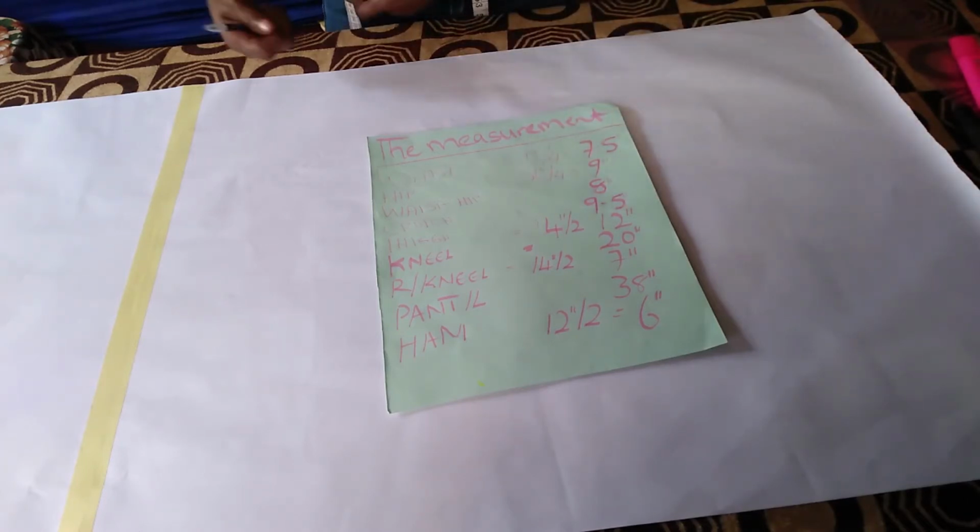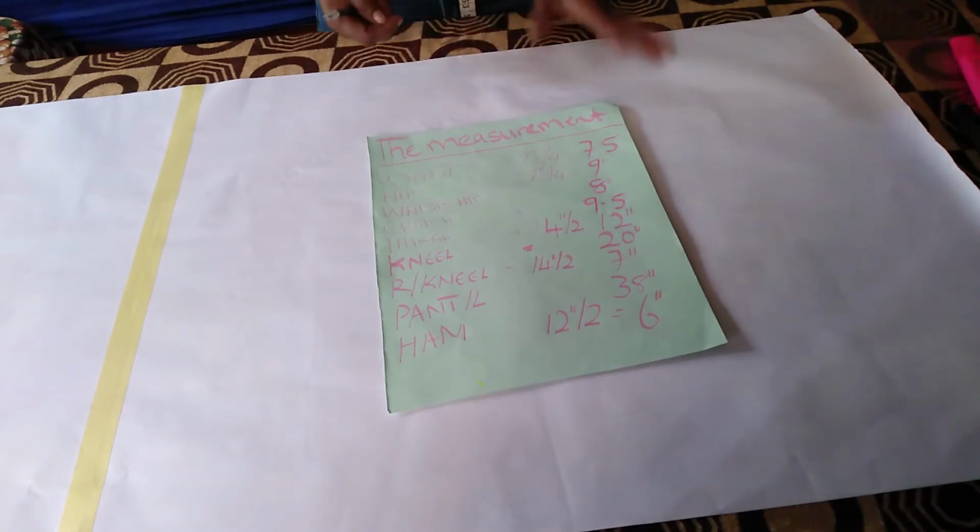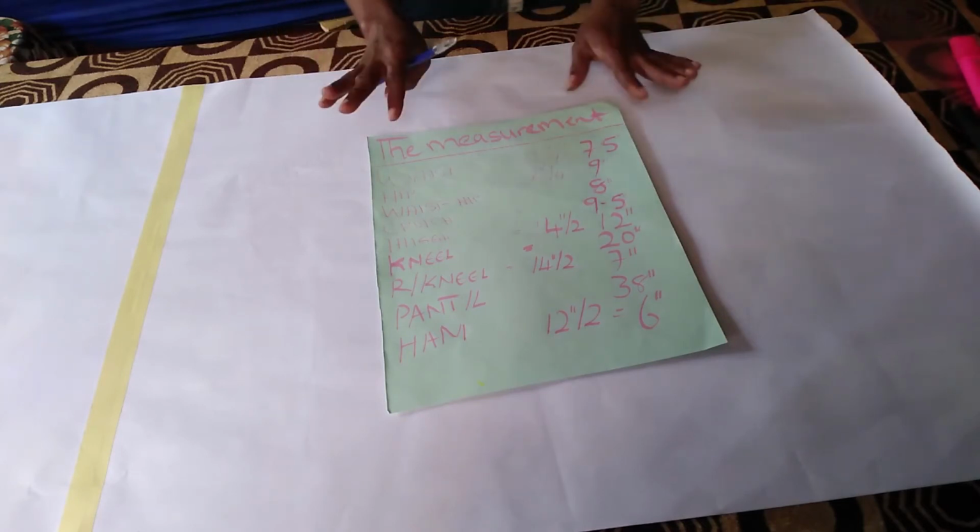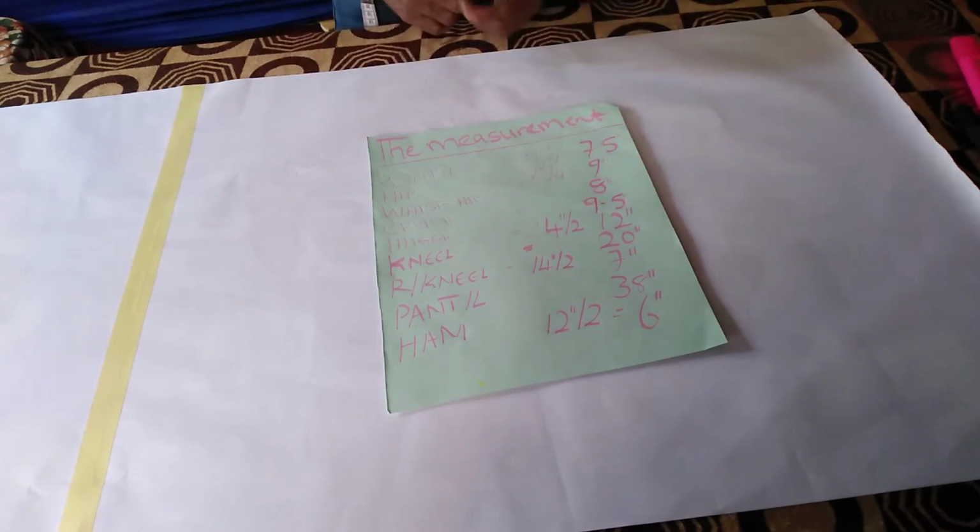Then the full length of the pant is 38 inches. Then the round hemming of the pant is 12 inches. We also divide it by 2. That will give us 6 inches. Now, of the whole measurements I just explained here, the only place we are to divide by 4 is the round waist and the round hip. Other places we divide by 2.